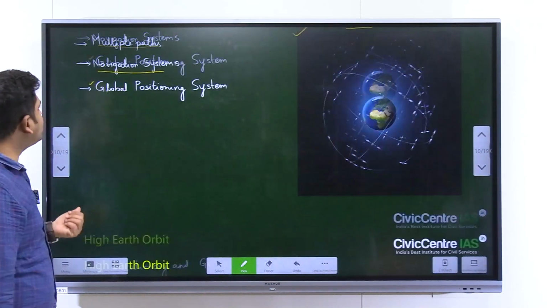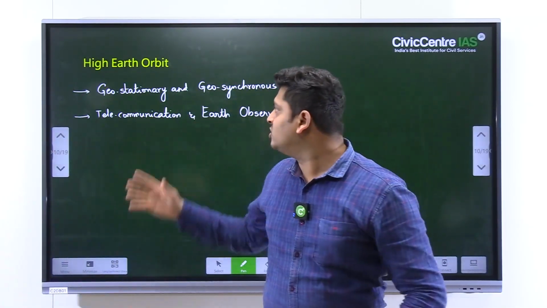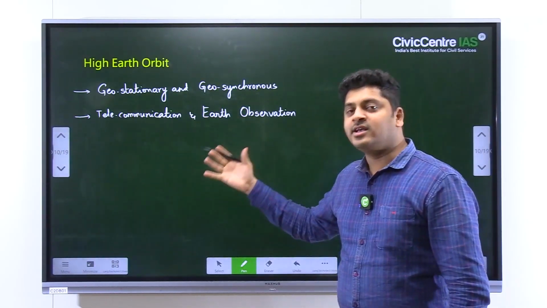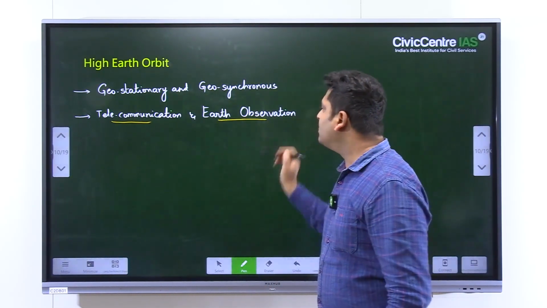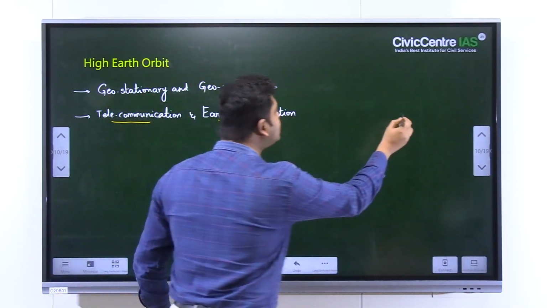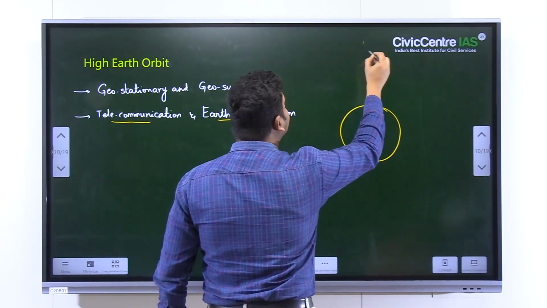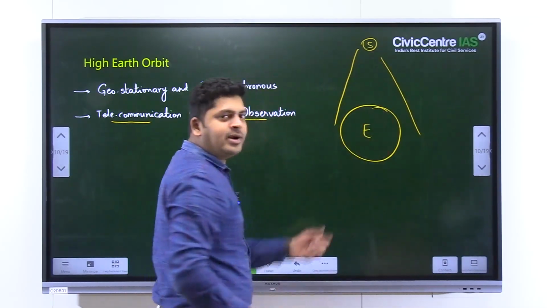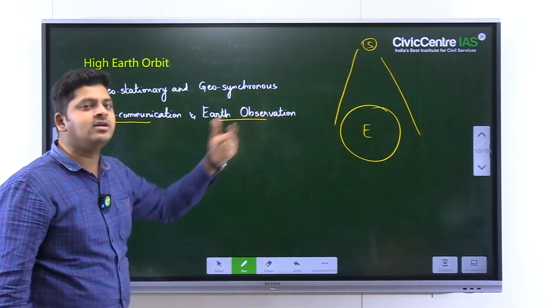Now, if we talk about the high Earth orbits, the main orbits at this height are the geostationary and geosynchronous orbits, which I mentioned earlier. The satellites put in these orbits are used for telecommunication and Earth observation. The main purpose of putting satellites in high Earth orbits is that they cover a vast distance. The coverage of these satellites is greater compared to satellites in the lower orbits. In this way, these satellites can be used for Earth observation.